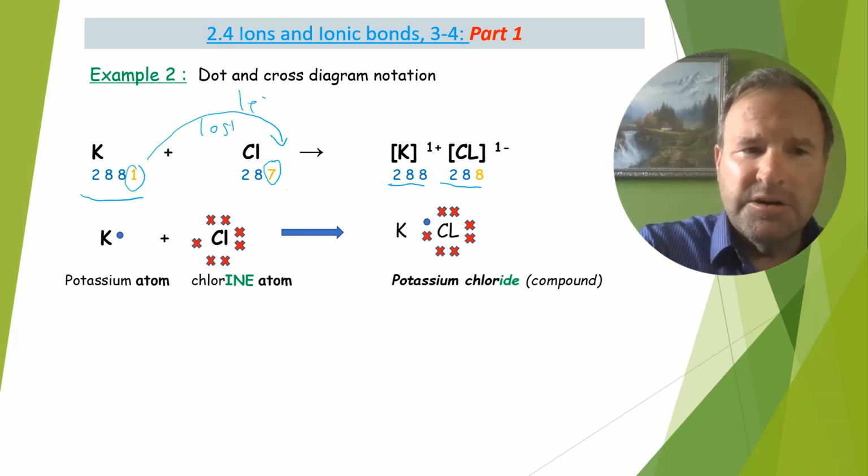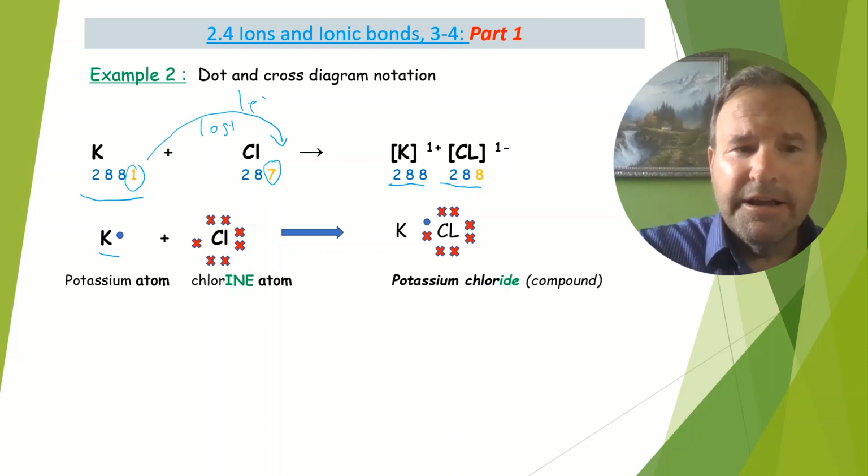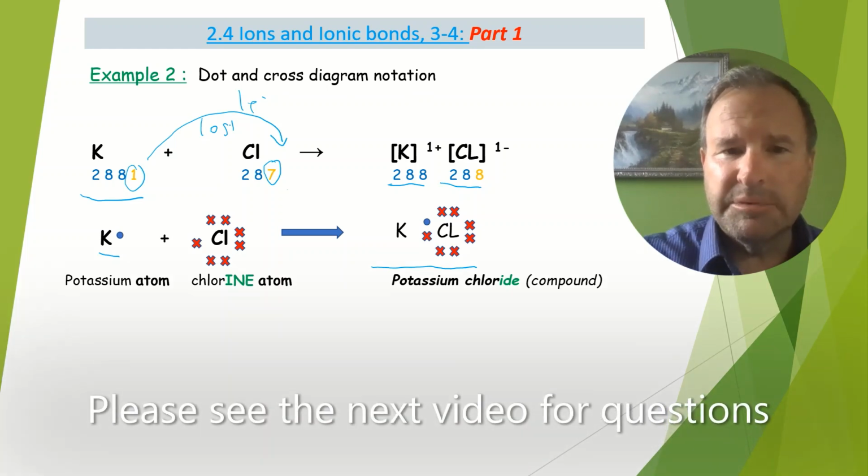What does it look like as a dot and cross? You've got potassium, which has 1 electron designated by the blue dot, and chlorine has 7 electrons designated by the 7 red crosses. When it forms a stable ionic bond called potassium chloride, this is where all the electrons are received and shown.